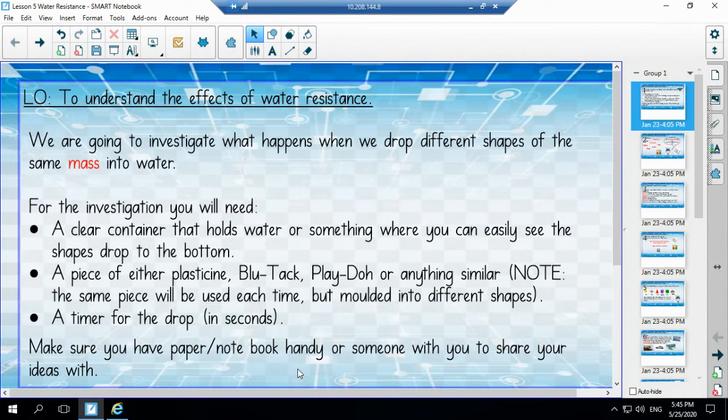For the investigation, you will need a clear container that holds water, or another vessel that holds water where you can easily see the shapes drop to the bottom. You'll need a piece of either plasticine, blue tack, Play-Doh or anything similar. The same piece will be used each time, but moulded into different shapes. You'll need a timer for the drop, and we're going to time that in seconds. Make sure you have some paper or a notebook handy, or someone with you to share your ideas with.